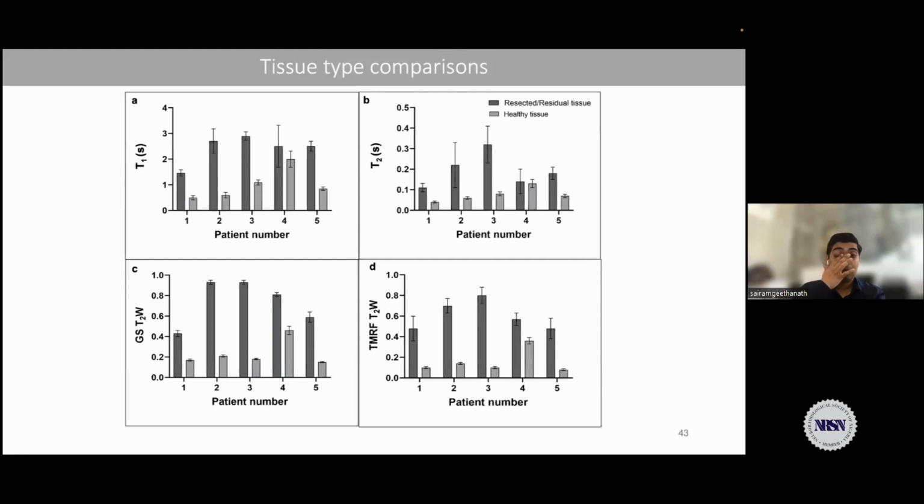The couple of points we want to make. One is with the difference in T1s and T2s between healthy tissue and the residual tumor. And you can see that in most patients, these are significant. And that's kind of validating something that's prior knowledge. The second one is the contrast that we wanted to see in those places between the gold standard or GE or vendor supplied T2 weighted and the TMRF delivered T2 weighted. You can also see that there are similar trends between the two across the 5 patients that we've done so far.